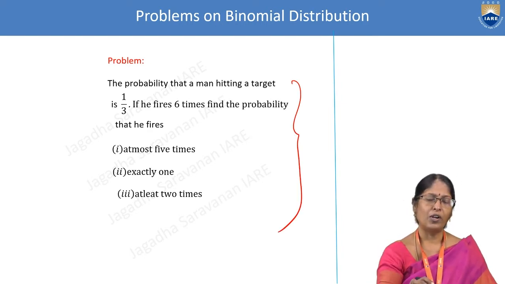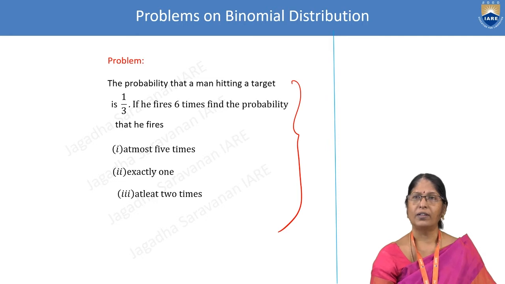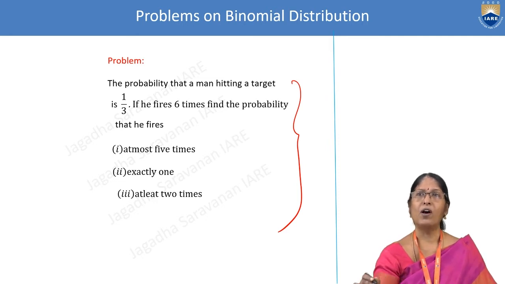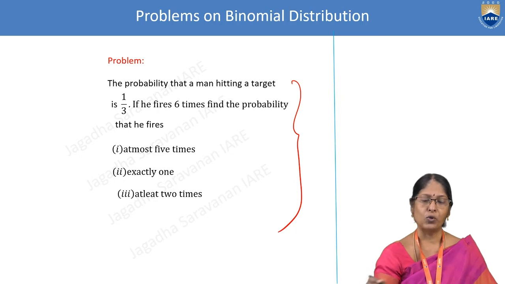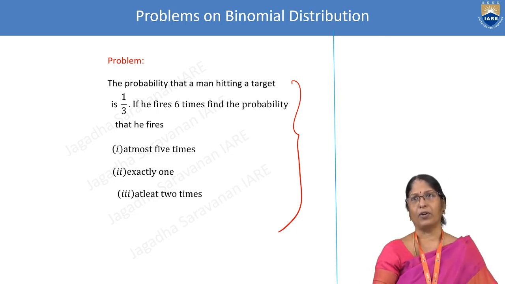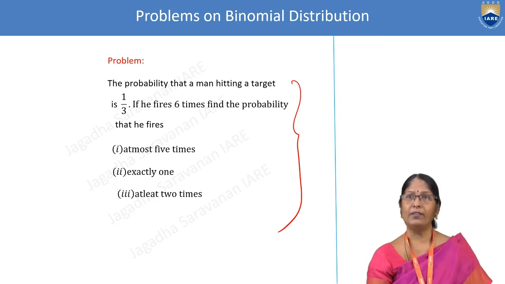There is not even a single word in this problem saying we have to use binomial distribution. Nothing is mentioned in the complete question. Then why do we have to select binomial distribution to solve this particular problem? That is the main thing we have to notice.